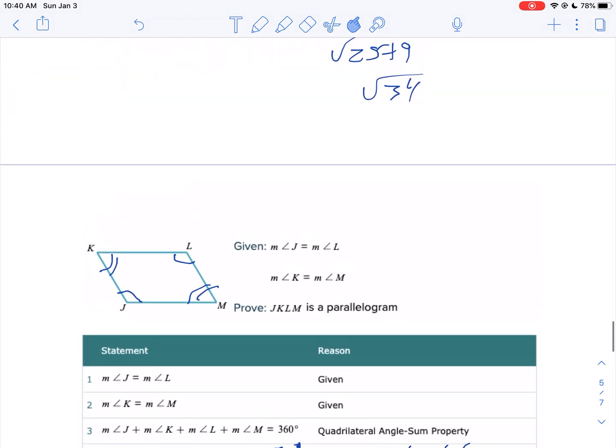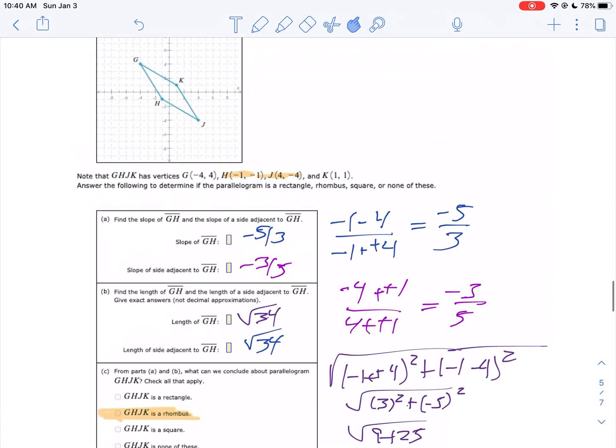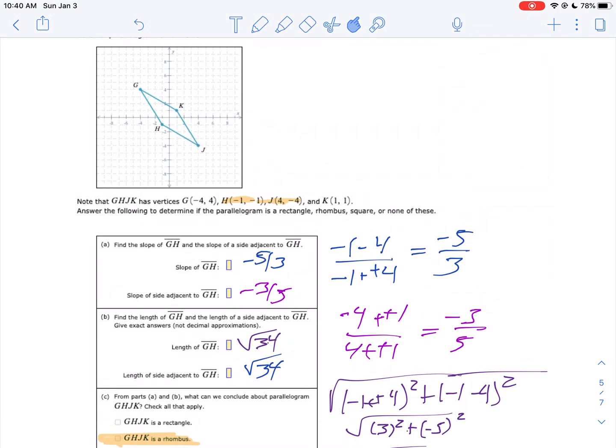Okay, I've reopened the test for you so you can finish the ones you didn't do. I didn't go over the ones you didn't do. I just went over the ones that you did and got wrong.